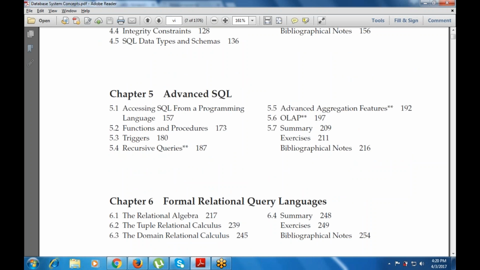Then chapter number 6 is formal relational query language. What is the meaning of formal relational query language? That is covered within relational algebra, tuple relational calculus, domain relational calculus, summary, exercises, bibliographic notes.